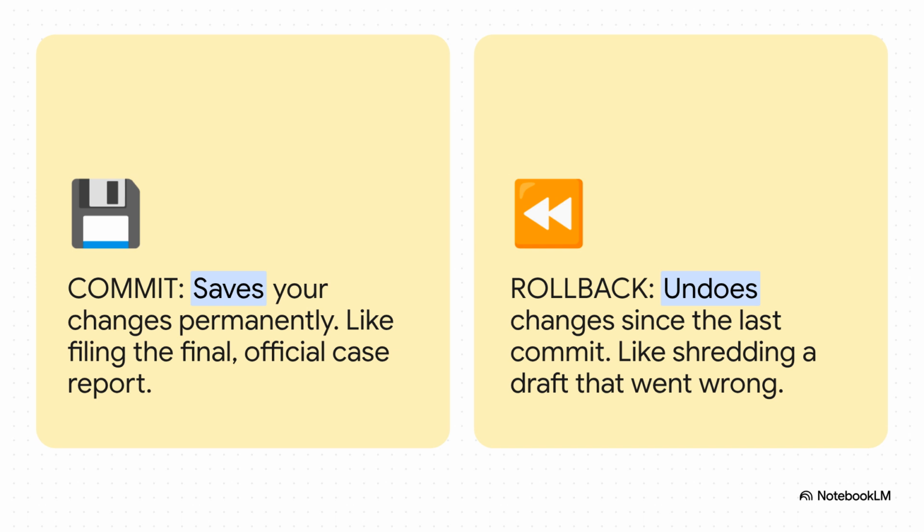You use transaction controls. Think of commit as filing the final official case report. Once you commit, your changes are permanent. They are saved. But before you do that, you have a beautiful safety net, rollback. If you make a mistake, rollback is like hitting the undo button. It's like shredding a draft that went horribly wrong. It reverts everything back to your last commit. Never, ever forget about your safety net.